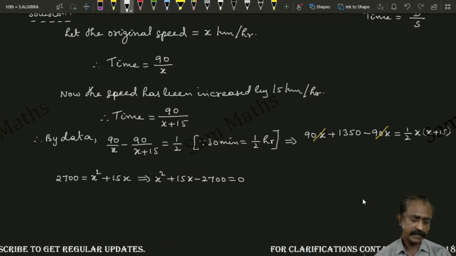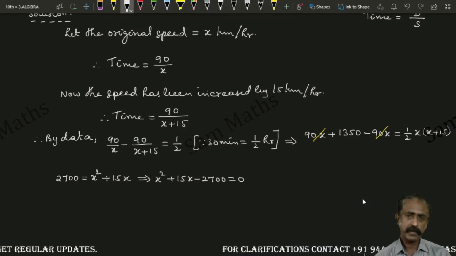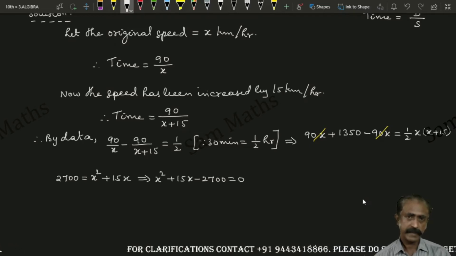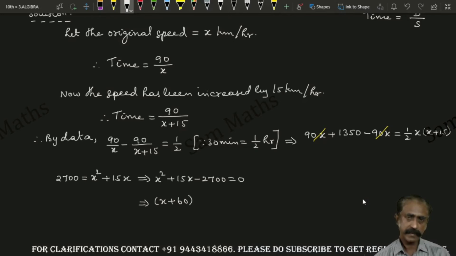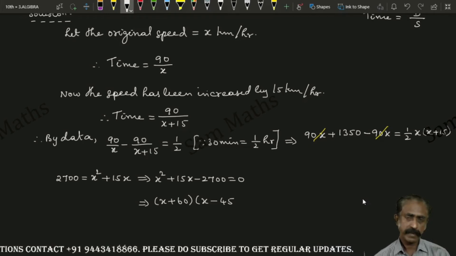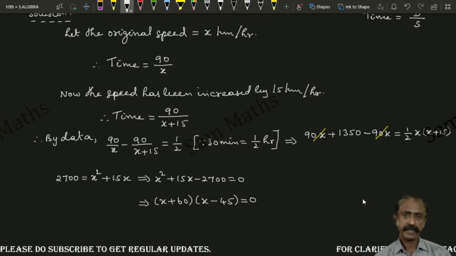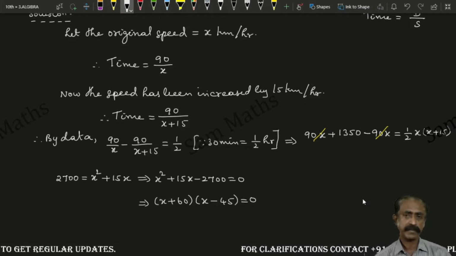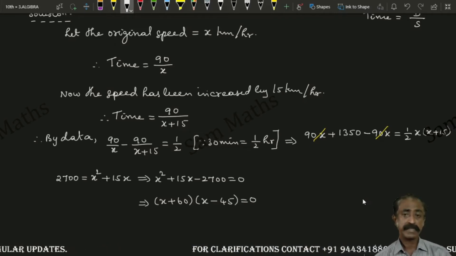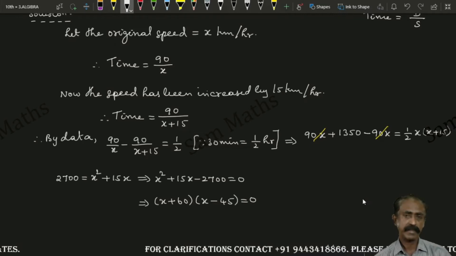While factorizing this, we are getting two values, which implies x plus 60 into x minus 45 equal to 0. You add these two numbers, we are getting plus 15. Take the product, 60 into 45, that is 2700. So, minus 2700 we are getting. Clear, children?